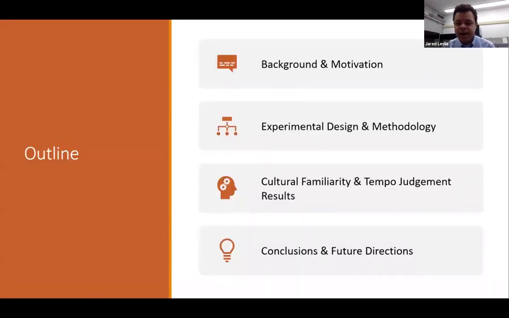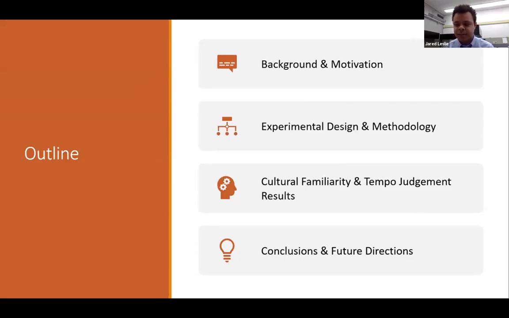All right, so I'm going to discuss a study that's been ongoing in our lab that is now my master's thesis, and it is investigating listeners' familiarity and how it is influential to their tempo judgments. We're going to start off with a little bit of background and motivation here, followed by the experimental design and methodology, as well as going into how we broke down cultural familiarity and how we measured tempo judgments. And then I'm going to discuss with you a little bit of preliminary data that we've gathered thus far, as well as some of the conclusions that we're coming to early on in starting cross-cultural data collection.